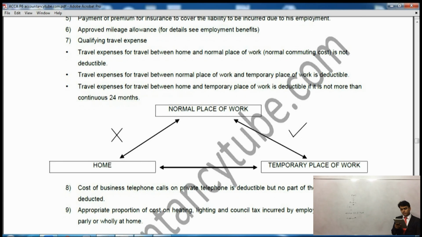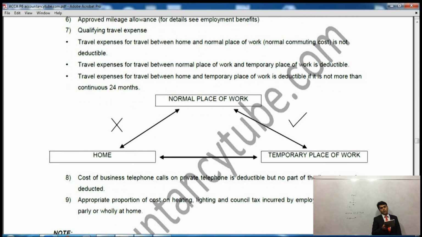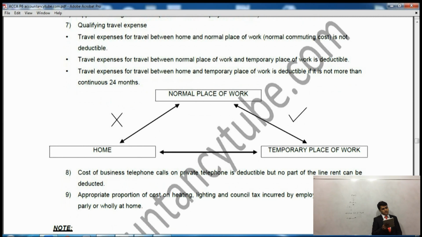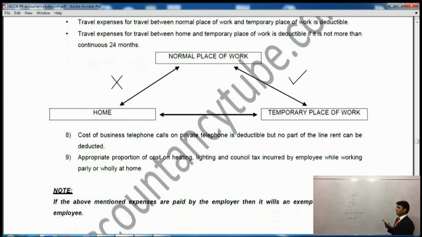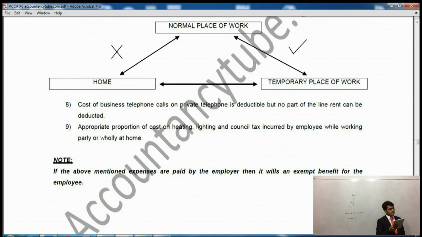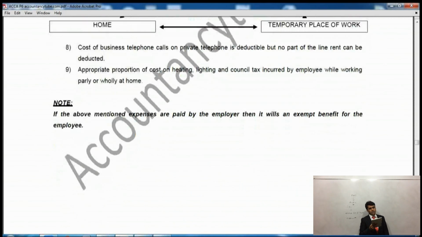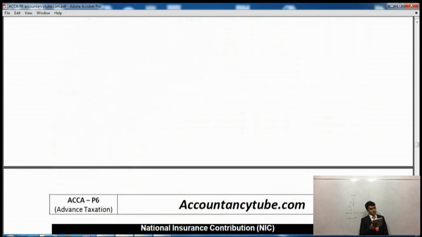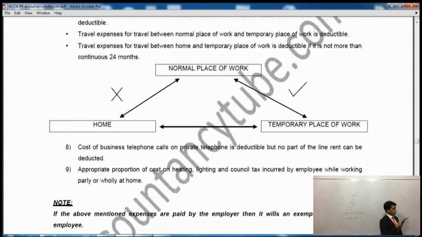Then it says approved mileage allowance. Now the approved mileage allowance we'll see later. For details, see employment benefits. We'll see later what approved mileage allowance is, but it is also a deductible expense. Then it says qualifying travel expenses. If there are some travel expenses, and if they are qualifying, then they will be deducted as well. All right, we will see later what qualifying travel expenses are, but for now you can say it is just fuel.